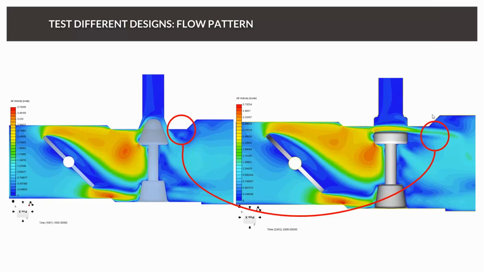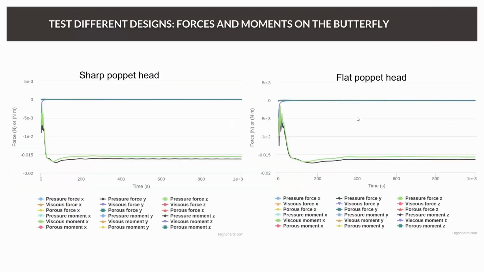And actually, if you think about it, the flow here can't follow this deep profile, and therefore we have the separation here, while with this new design and this jet coming out between the gap, the separation is happening much later.